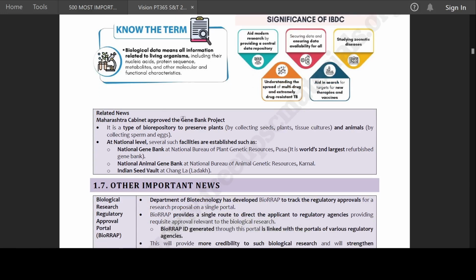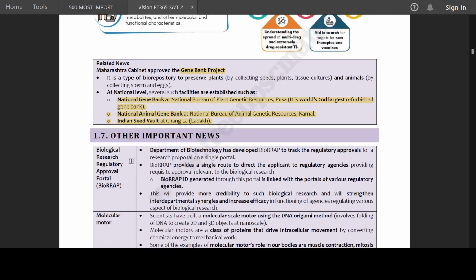Maharashtra Cabinet approved the Gene Bank project. It is a type of biorepository to preserve plants by collecting seeds, plant tissue, cultures, and animals by collecting sperms and eggs. At national level, several such facilities are established, such as National Gene Bank at National Bureau of Plant Genetic Resources (PUSA). It is world's largest refurbished gene bank. National Animal Gene Bank at the National Bureau of Animal Genetics Resources, Karnal, and Indian Seed Vault at Changla, Ladakh. Sometimes which bank is located at which site should be a direct question.